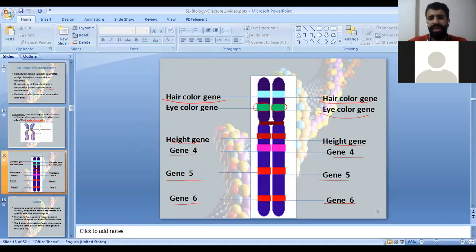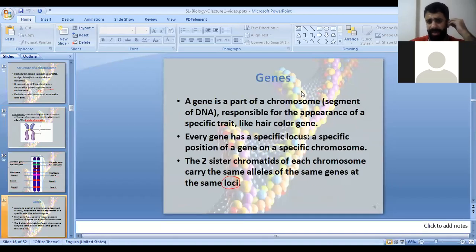Here on the chromosome, they carry the hair gene, the eye color gene, the height gene. They are found on both chromatids at the same loci, at the same position. So a gene is a part of a chromosome, a segment of DNA. It's responsible for the appearance of specific traits, like the hair color gene. Every gene has a specific locus, a specific position on the chromosome.